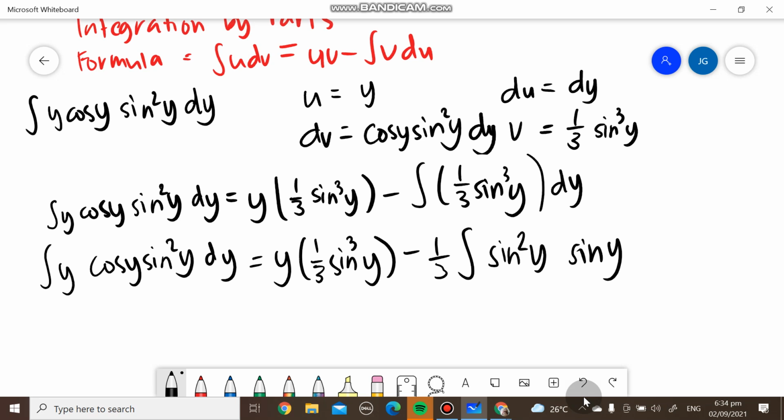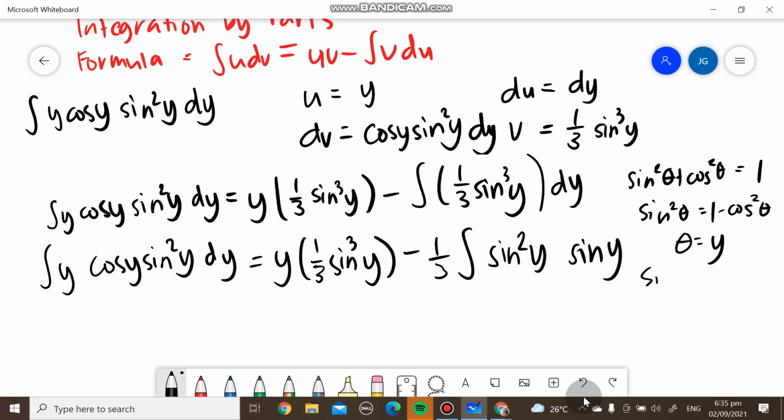So, as we all know, the Pythagorean Theorem states that sine squared theta plus cosine squared theta is equals to 1. So, the value of our sine squared theta is equals to 1 minus cosine squared theta. So, we set theta is equals to y. So, sine squared y is equals to 1 minus cosine squared y. So, we can substitute that here. So, we will obtain the value.